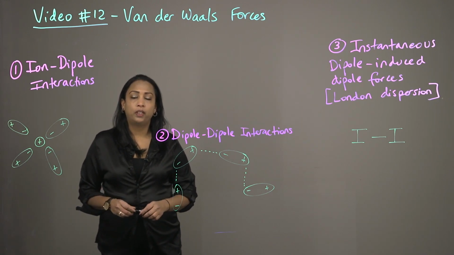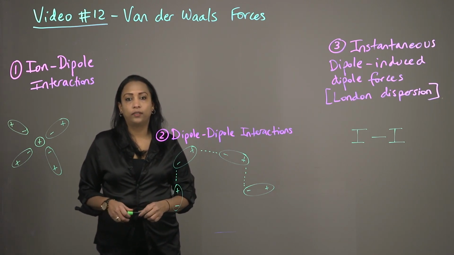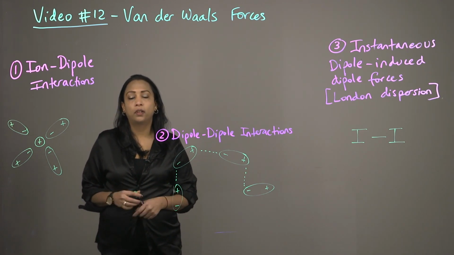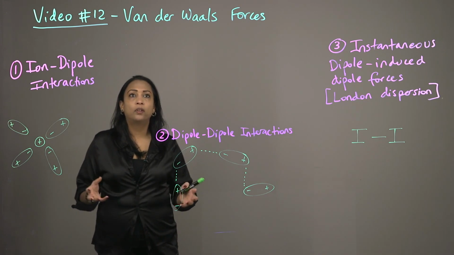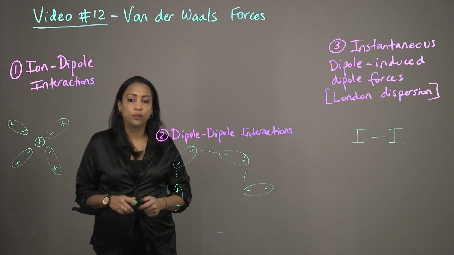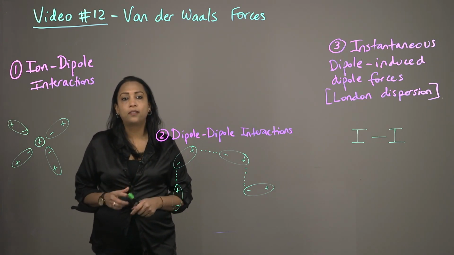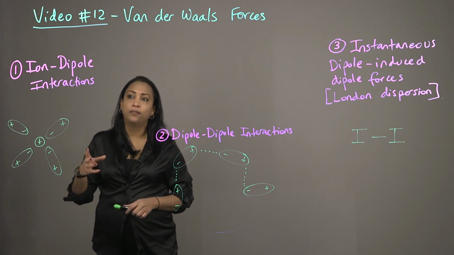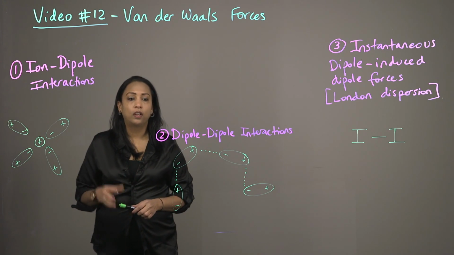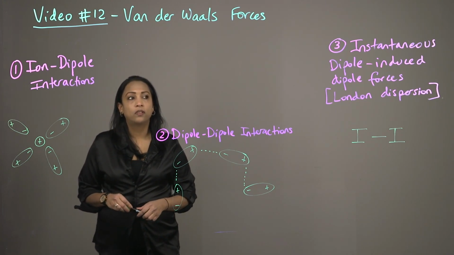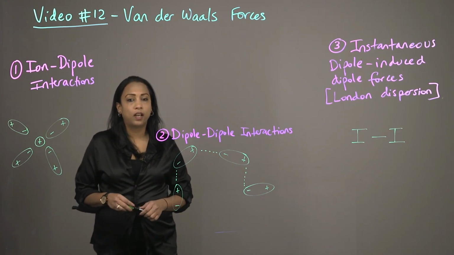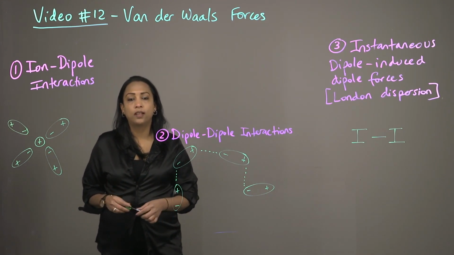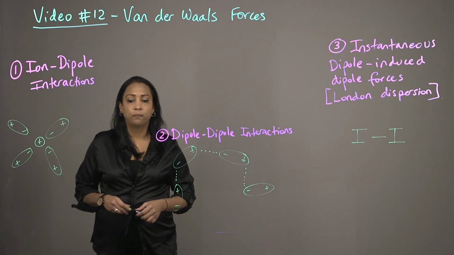Today we are going to be continuing our discussion of intermolecular forces of attraction, which occur between and amongst molecules. So today we're going to be looking at van der Waals forces. Now there are three main types of van der Waals forces and these are listed here. We have ion-dipole interactions, dipole-dipole interactions, and instantaneous dipole induced dipole forces, otherwise known as London dispersion forces.